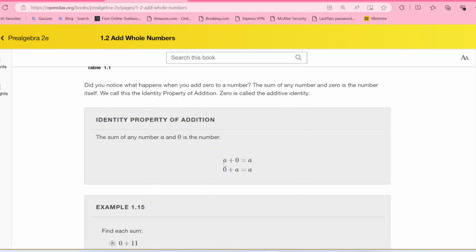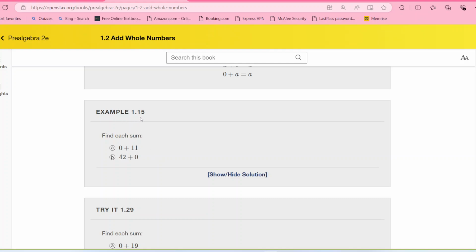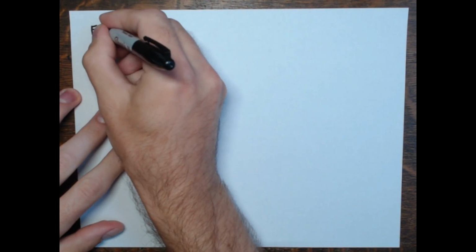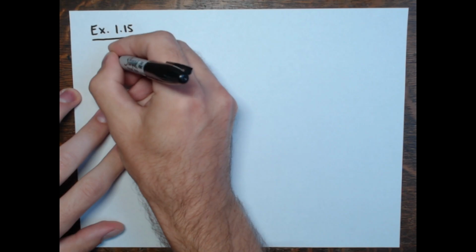And they demonstrate that in both orders. A plus 0 is equal to a. 0 plus a is equal to a. All right. So for example, example 1.15, we're asked to find each sum. So I'll go to some paper. So again, this is example 1.15, part A.